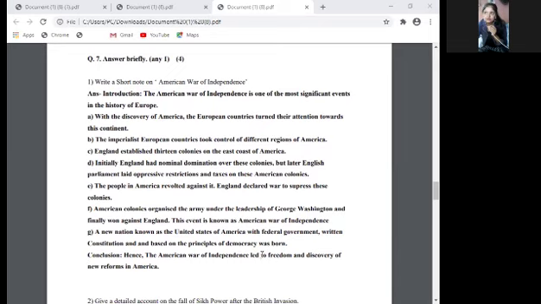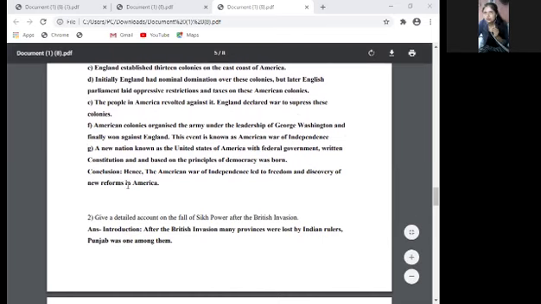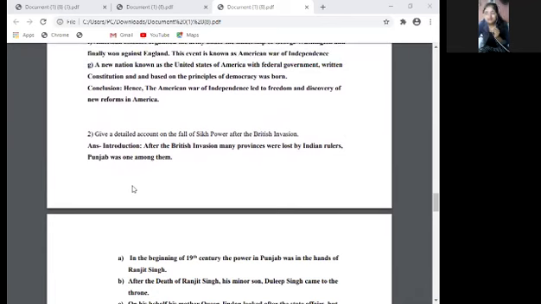Hence the American War of Independence led to freedom and discovery of new reforms in America. If at all you can write 2-3 lines as a conclusion by your understanding, you can include that. But always remember, for a 4 mark answer you always have to start with introduction and end with conclusion. Similarly, the second one, you had to write any one of the two, so you could attempt any one of them.